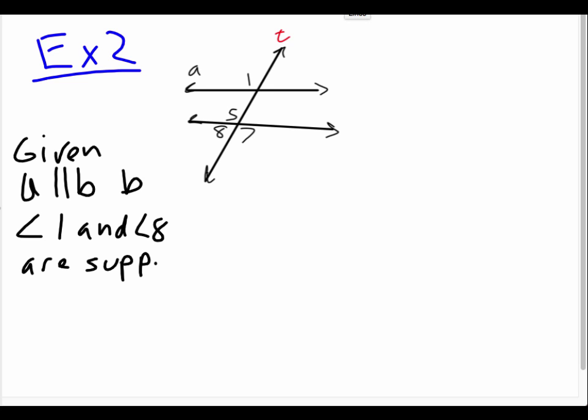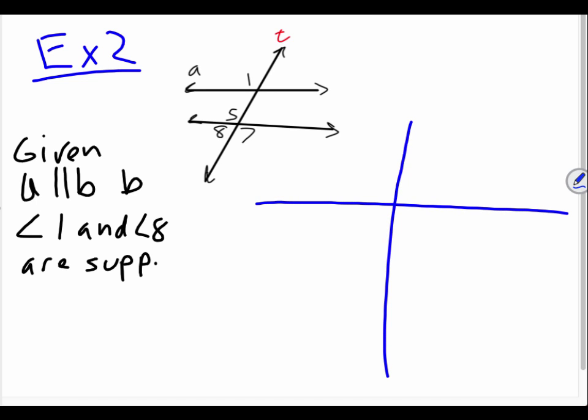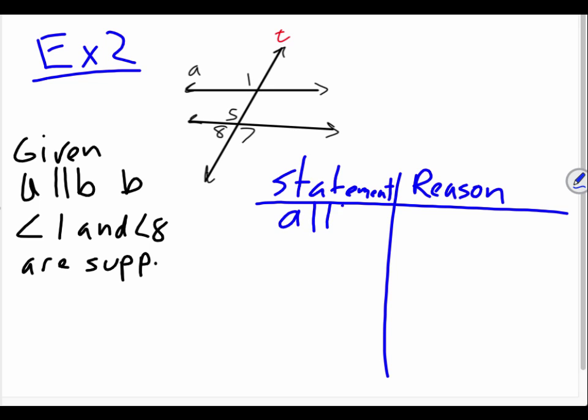All right. So now I've got my two parallel lines, and I got to do the proof. So let's do the proof. So now my statement, and then my reason for the proof. Okay, you guys with me? So the first thing is A is parallel to B, and my reason is that was given to us.